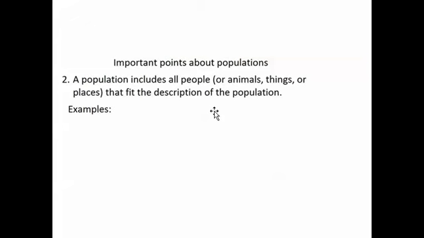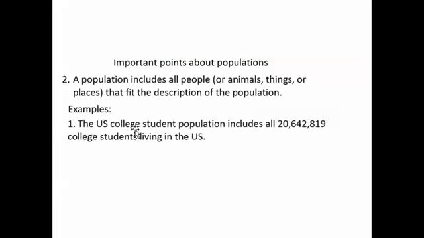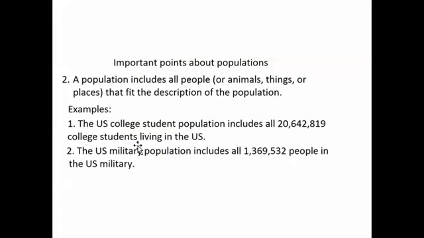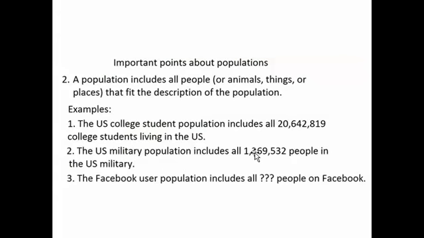Last time I checked, there are 20,642,819 college students in the U.S. If that's true, then the U.S. college student population includes all 20,642,819 college students in the U.S., because every college student in the U.S. qualifies as a member of the U.S. college student population. Also, the U.S. military population includes all people in the U.S. military, and the Facebook user population includes all people on Facebook, but who knows how many people are on Facebook these days.